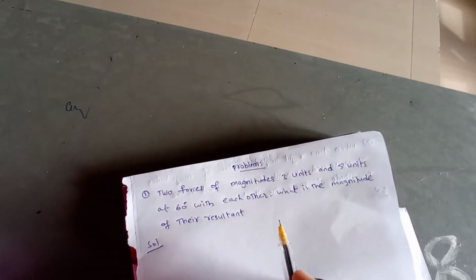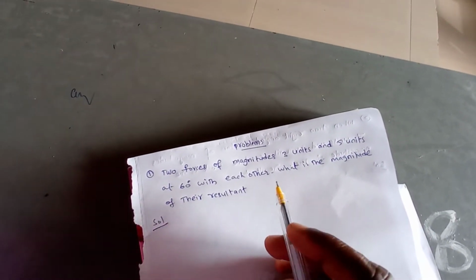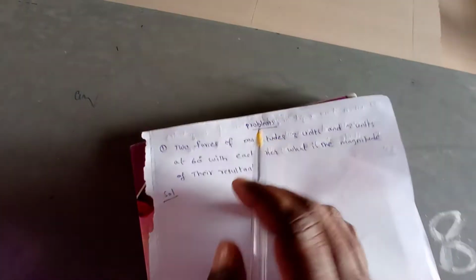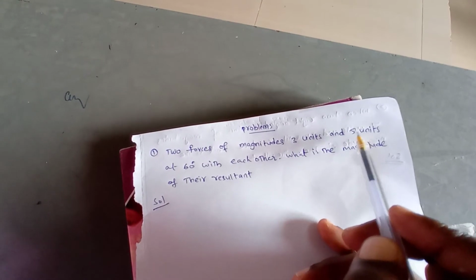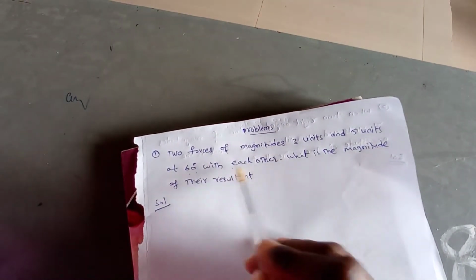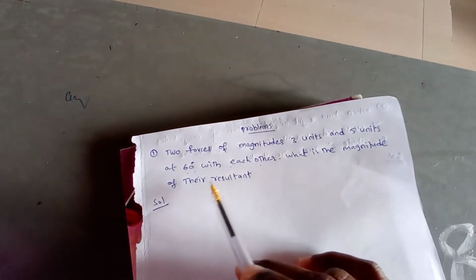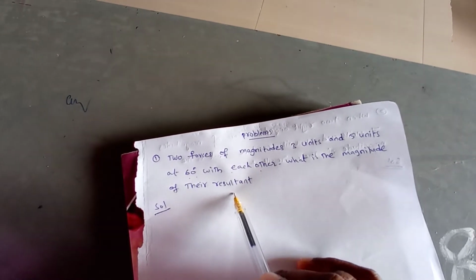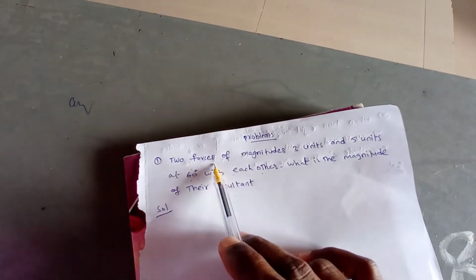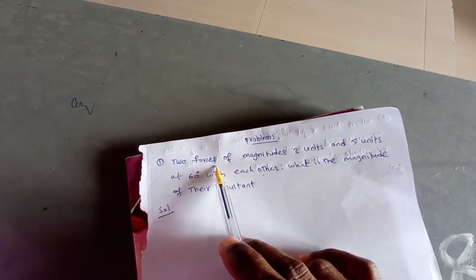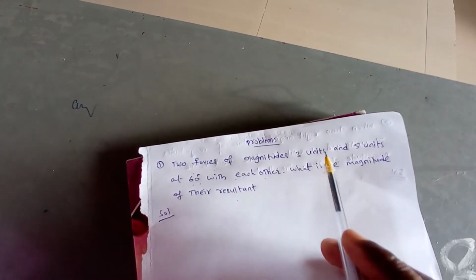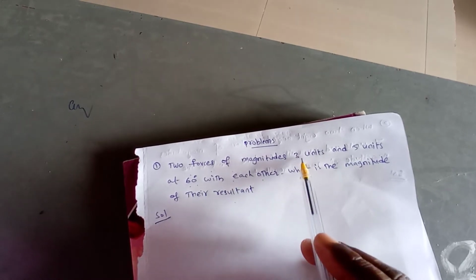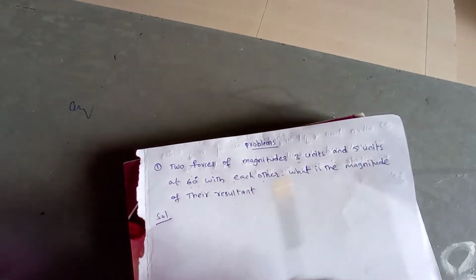Now we will look at some problems which are important for IPE. So first problem: two forces of magnitudes 3 units and 5 units at 60 degrees with each other. What is the magnitude of their resultant? Two forces means force is a vector quantity. So two vectors, what are the magnitudes? 3 units, second one is 5 units.